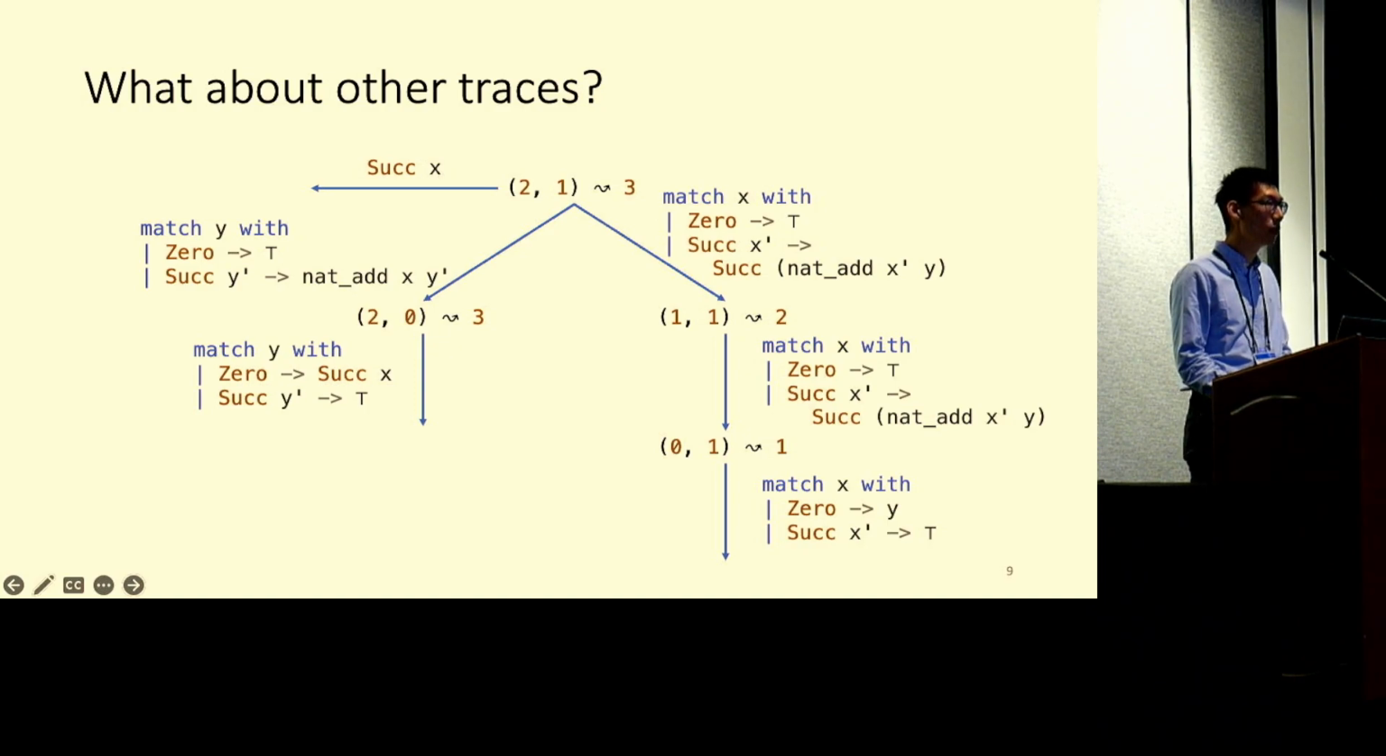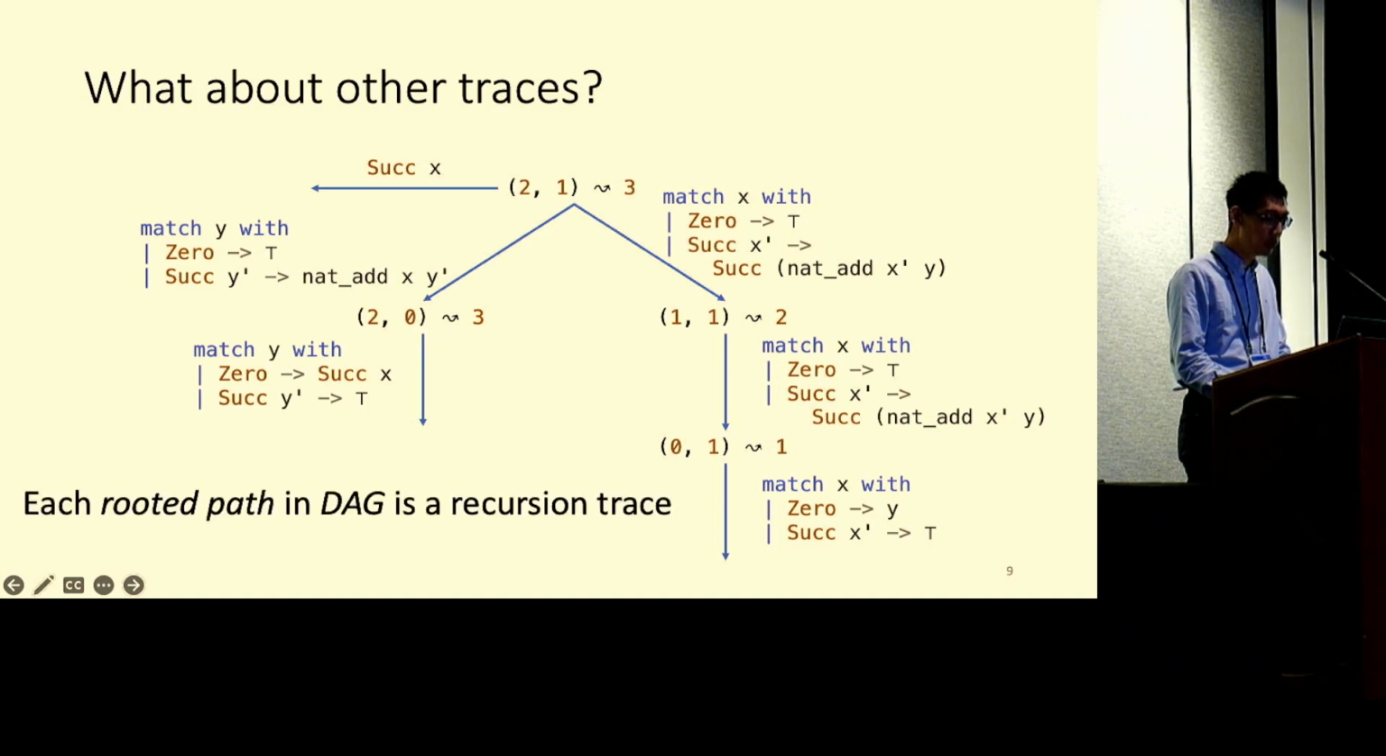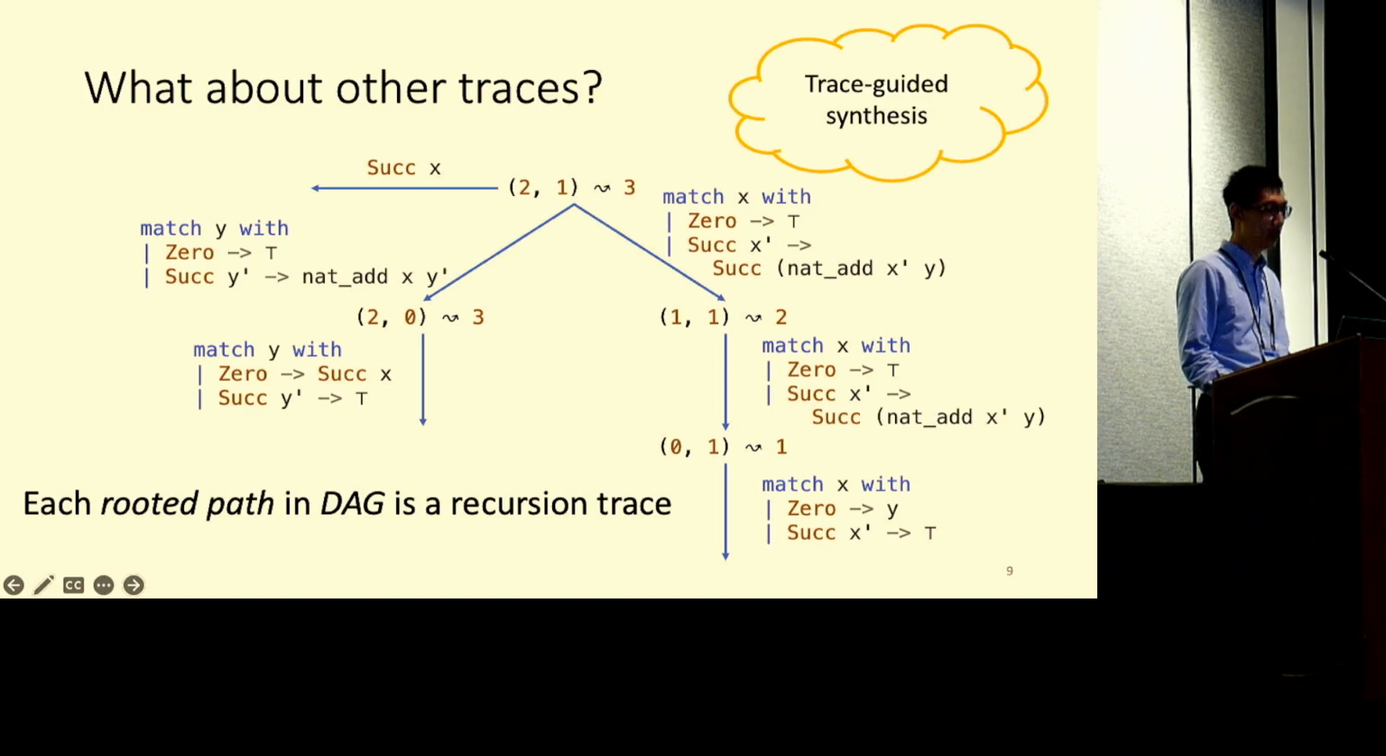Now, we have a directed acyclic graph where each rooted path denotes a recursion trace. And the intersection of program sets along a trace contains programs consistent with that trace. Note that if we consider recursion traces that are trees, then the graph will become what's called an AND-OR graph. Please refer to our paper for more details about them and also trace-guided synthesis.